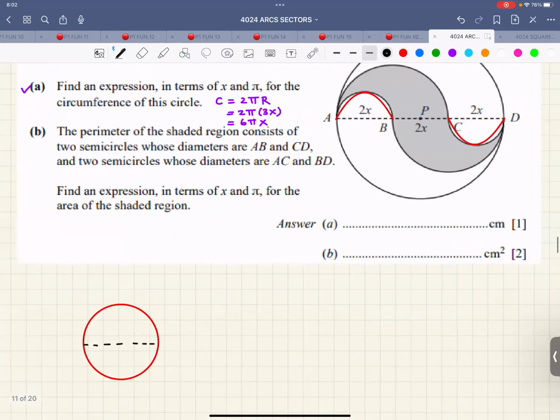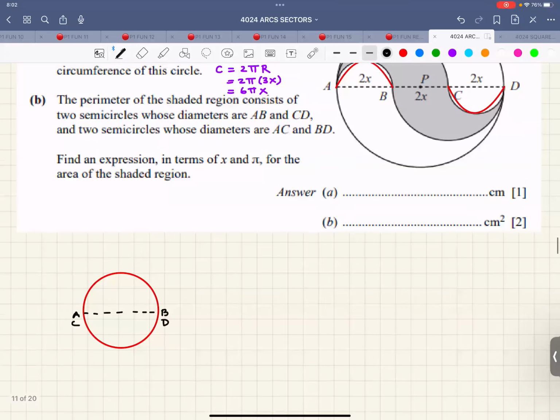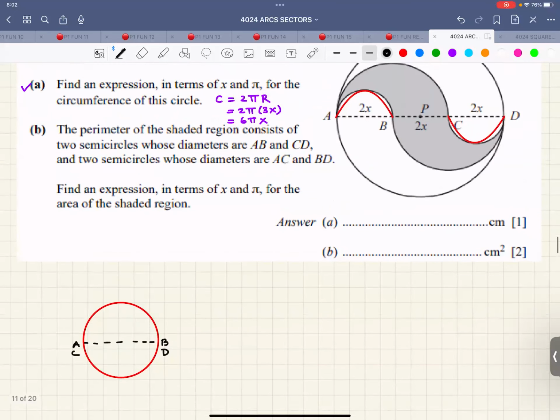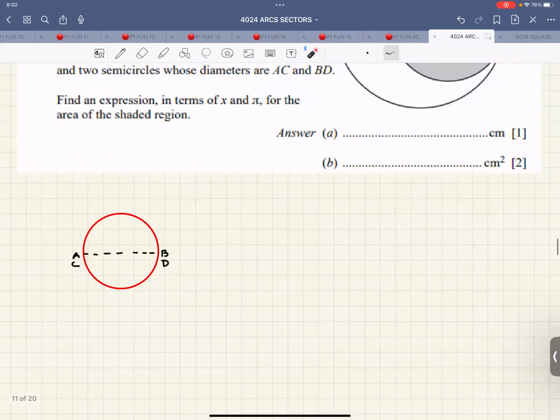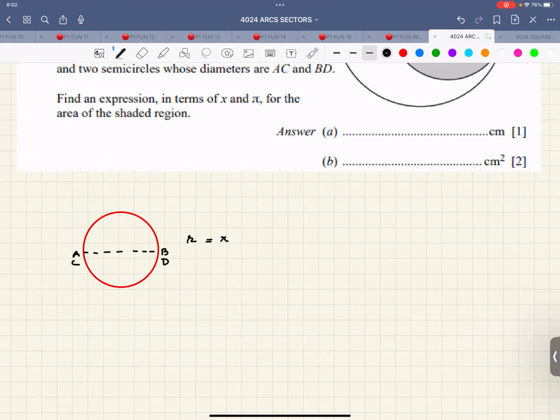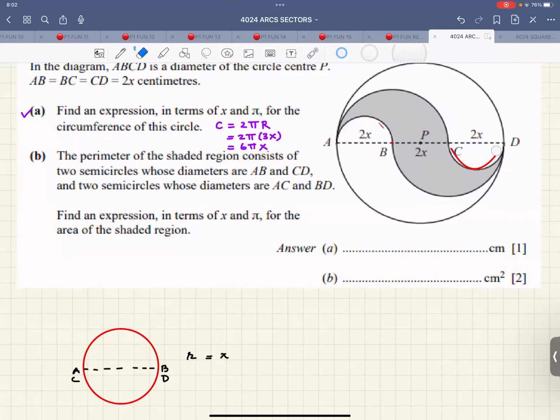this as AB. That's the same thing as CD. AB has a diameter of 2x. Therefore, the radius is x. So this radius is x. And let me focus more on this. Let me erase all this.